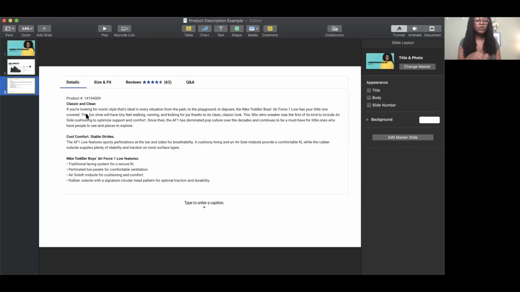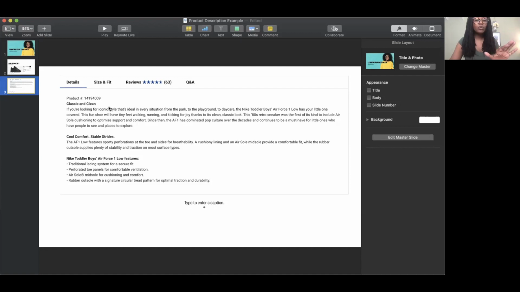But you would definitely get a hit from this product description if you type these keywords in. All right, so notice the headline, "classic and clean." Sticking with their guidelines, I tell a little bit of the history of the shoe and the brand of the shoe. Okay, so again, I talk about the iconic style.